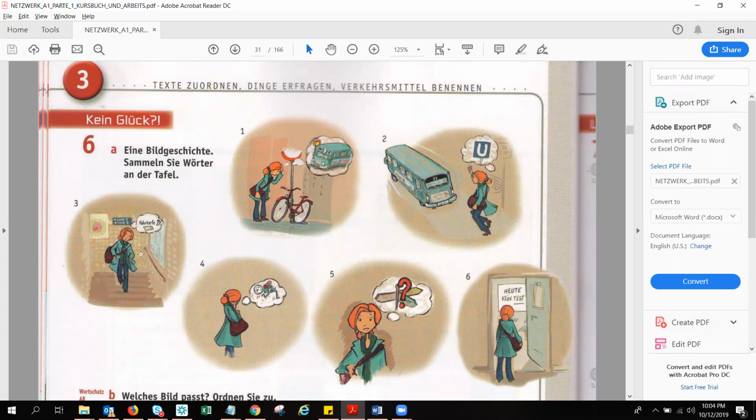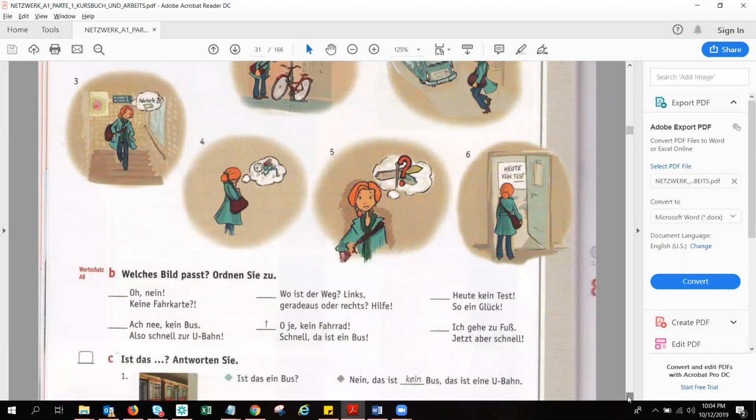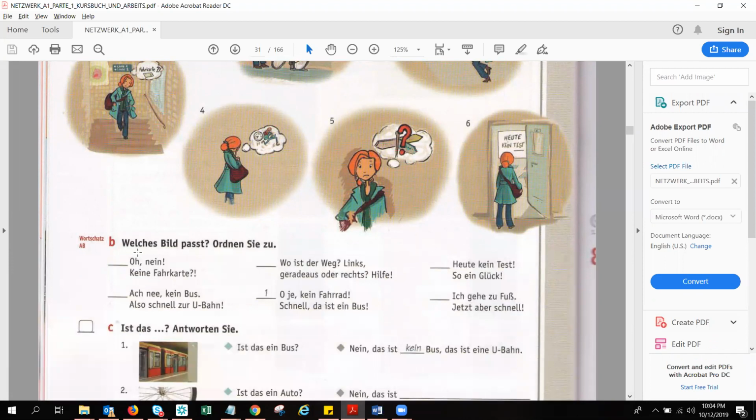When she couldn't find her ticket and it's getting late, she has a thought to run, or she can go by walk. But later she couldn't find the way. Like there are three symbols, she couldn't find the way where to go. And then finally when she went in the class, there is no test today. So this is the bad luck for her. There is no luck in this. So every time whatever she's thinking is going wrong. Okay, so welches Bild passt?